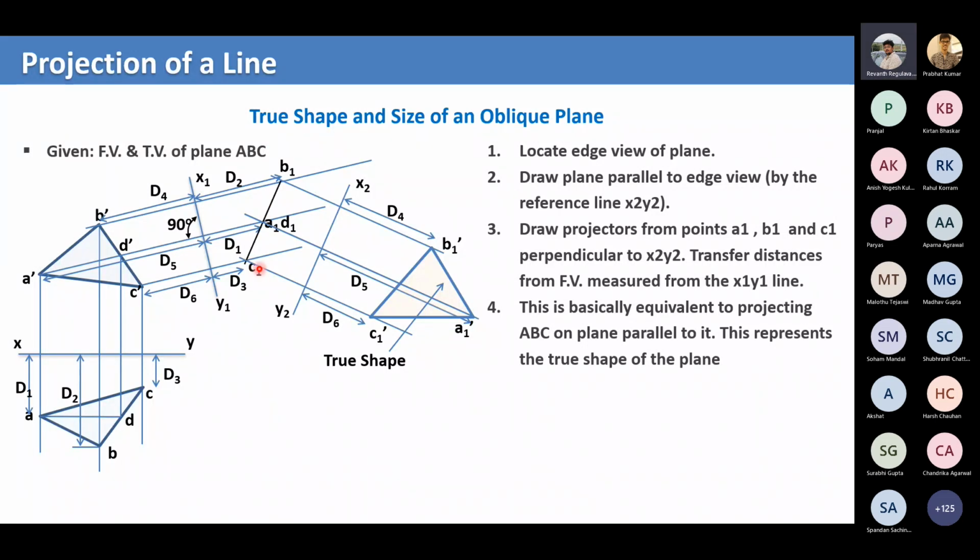And why do we need that? Why do we need the true shape of this? That you will see in further lectures. What are the advantages of getting a true shape? Okay, so now how do we get the true shape of the plane?